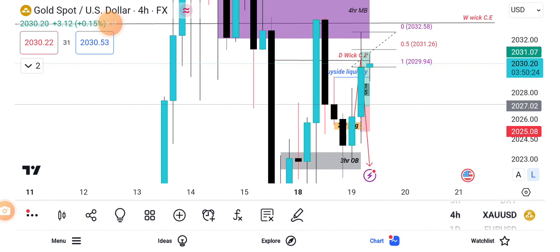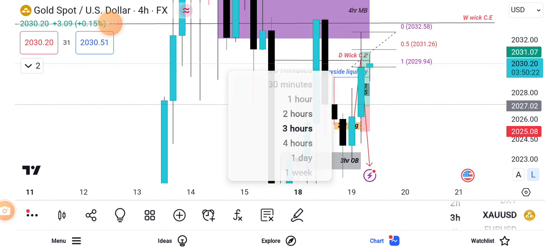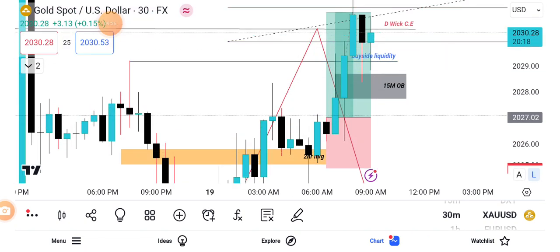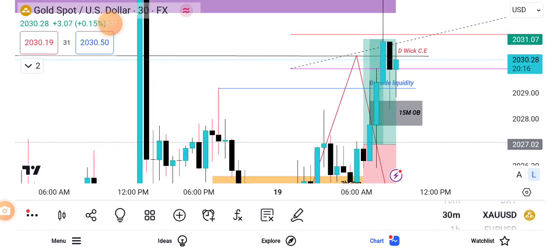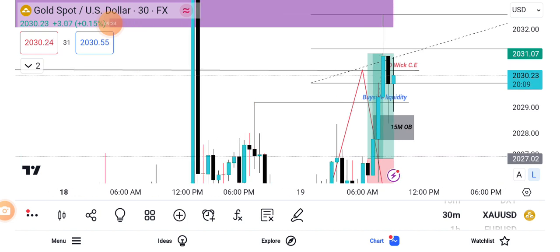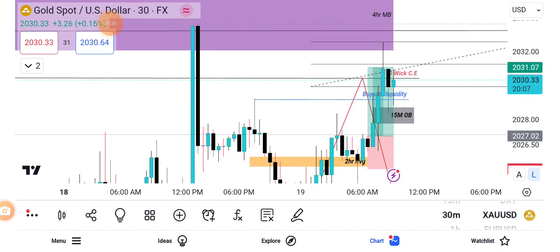But if it will not provide us that opportunity, we'll have other opportunities, and we'll just watch how the candles are telling us the story. Most importantly, we have seen these.